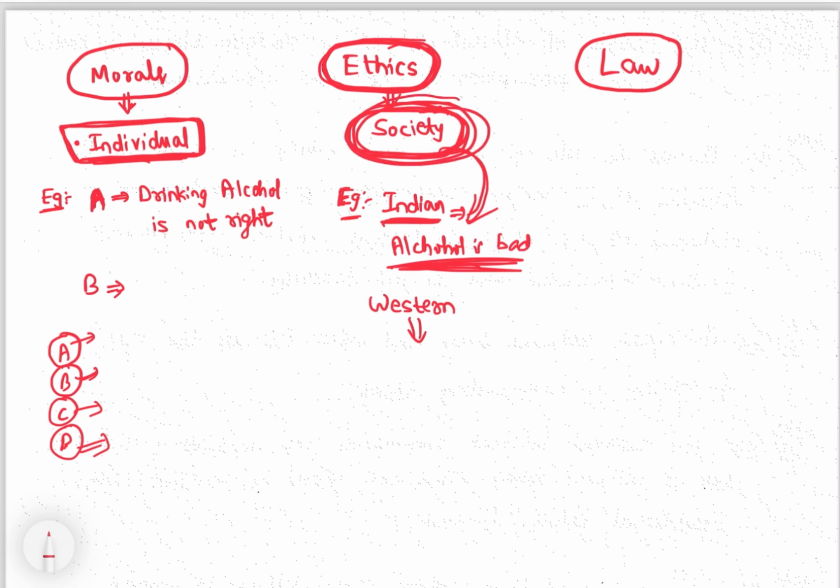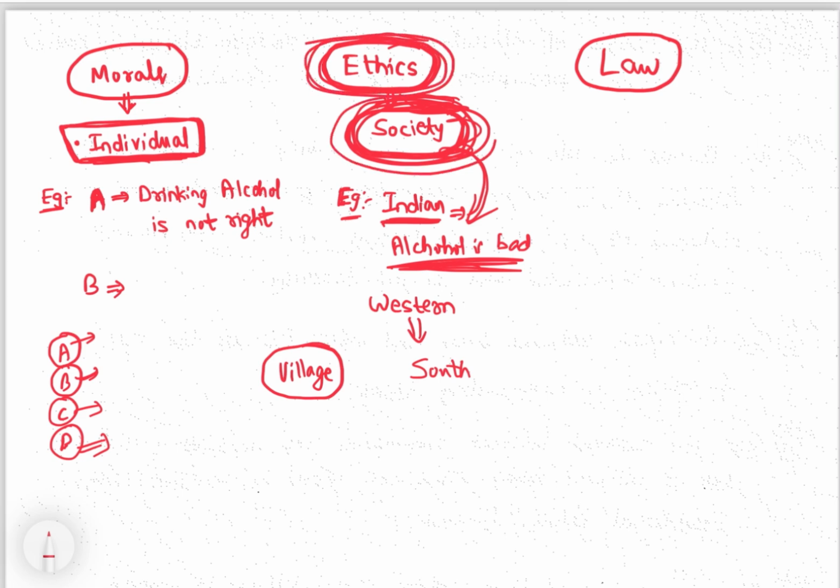Maybe in India, also in village areas, drinking alcohol is considered unethical because the society considers it as unethical. On the other hand, maybe in areas like South Delhi and South Bombay, where generally in urban areas, drinking alcohol is not considered bad. So it is ethics. Whenever we talk about ethics, we talk about ethics of society.